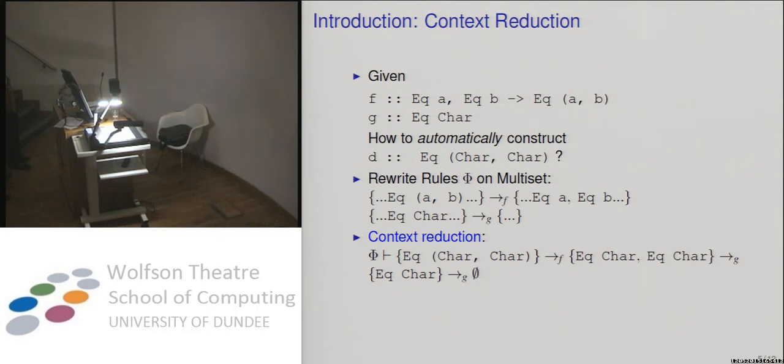So what it means is that now we actually successfully constructed the evidence for Eq of a pair of Char. And the evidence will look like F applied to G and G, which is reassuring because it would be what we do manually.